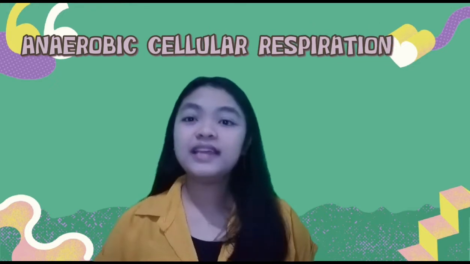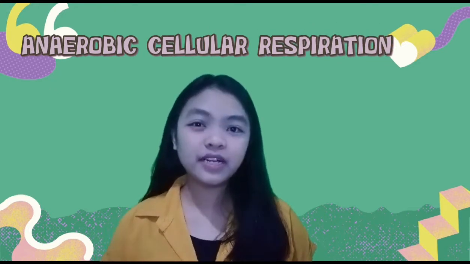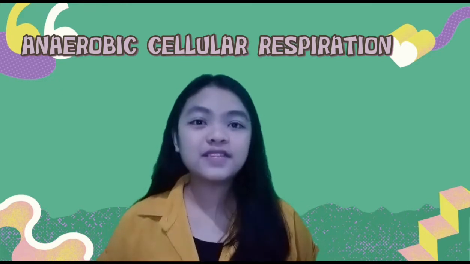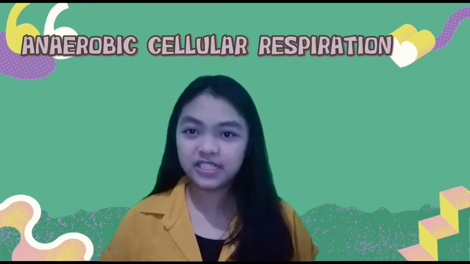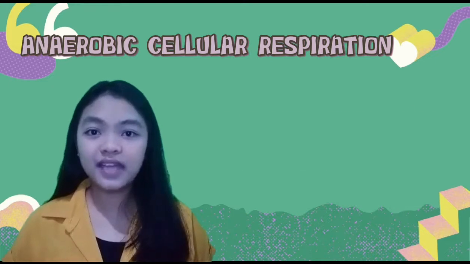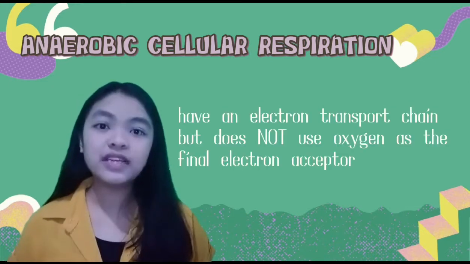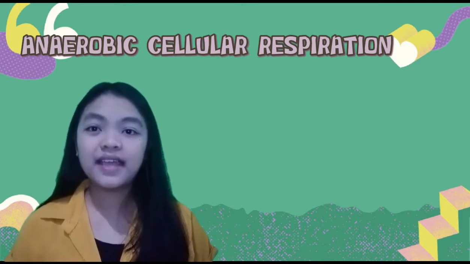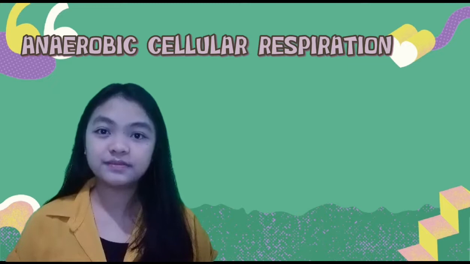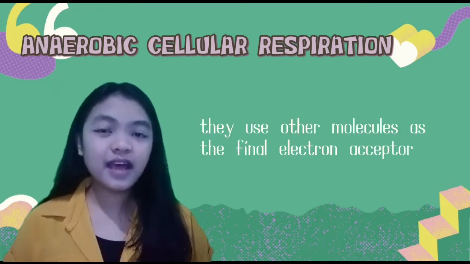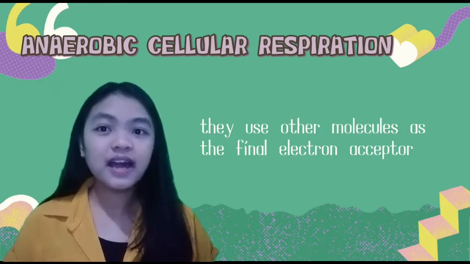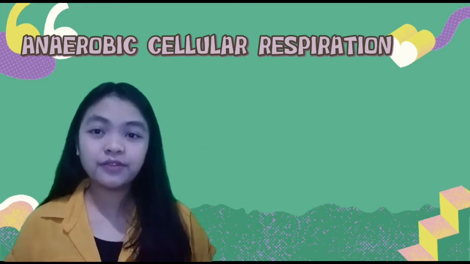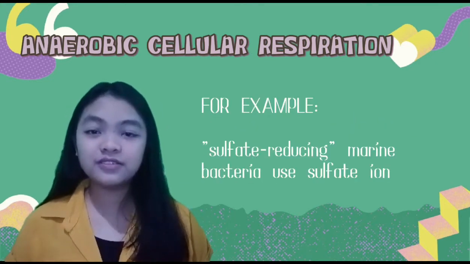So let us discuss anaerobic respiration. This takes place in some prokaryotic organisms that live in environments without oxygen. These organisms have an electron transport chain but do not use oxygen as a final electron acceptor at the end of the chain. Instead, they use other inorganic molecules as an electron acceptor. For example, sulfate-reducing marine bacteria use sulfate ion.